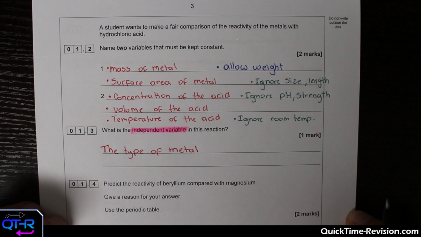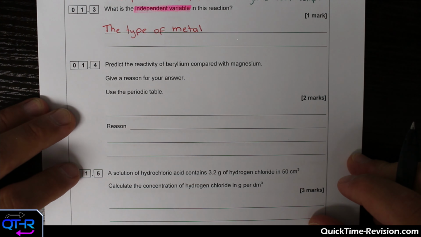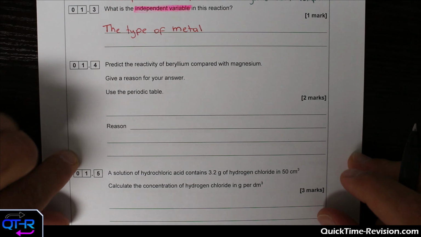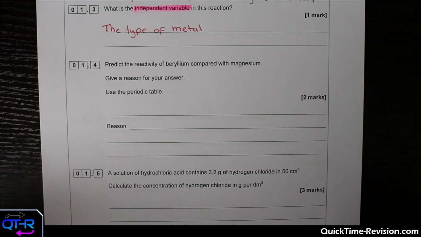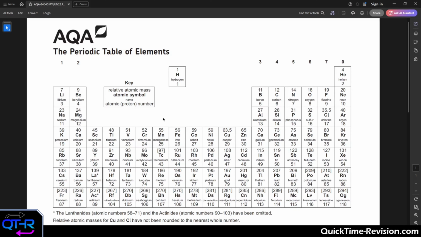Question 1.4. Predict the reactivity of beryllium compared with magnesium. Give a reason for your answer. Use the periodic table. I'm going to say this again: the periodic table is not something that you want to memorize. The periodic table is something that you want to learn how to read. As you can see here in the periodic table, beryllium is higher than magnesium in the periodic table. So what that means is that magnesium is going to be more reactive.